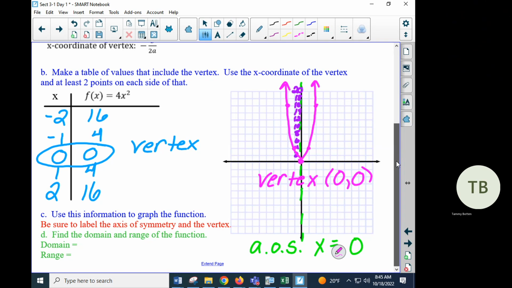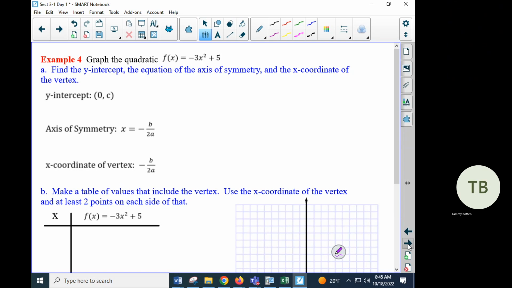Then I just have to go down here and say what my domain is, and my domain is always going to be all reals. And then what do you guys think your range would be? Y is greater than or equal to 0. Very good. Y is greater than or equal to 0, because it starts at 0 and goes up. And so that would be our range. So we're going to do one more.